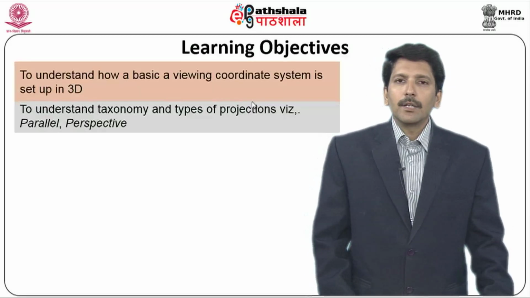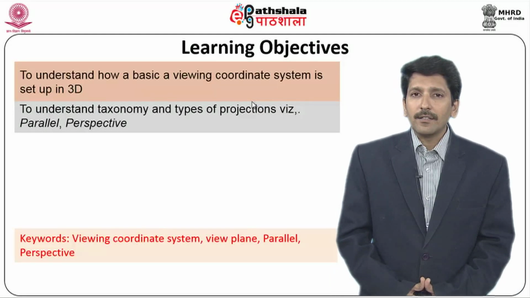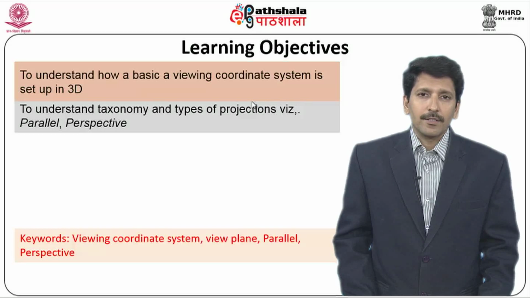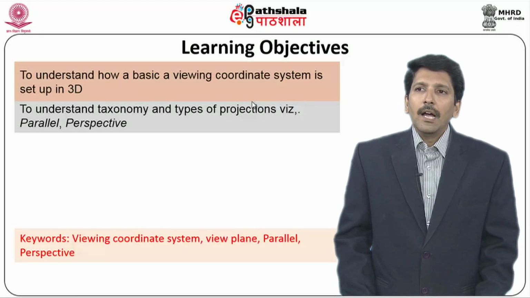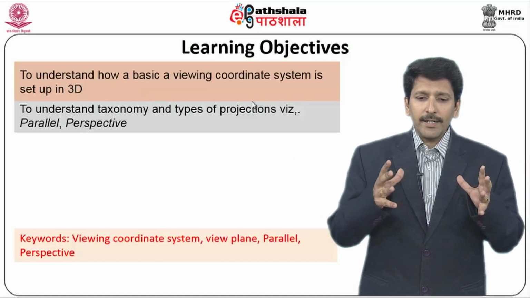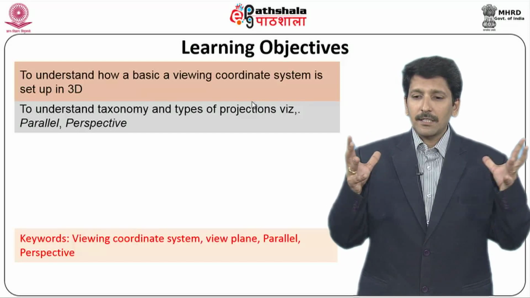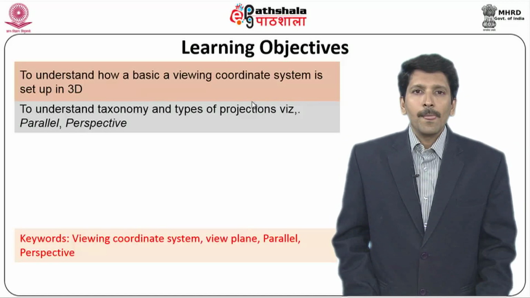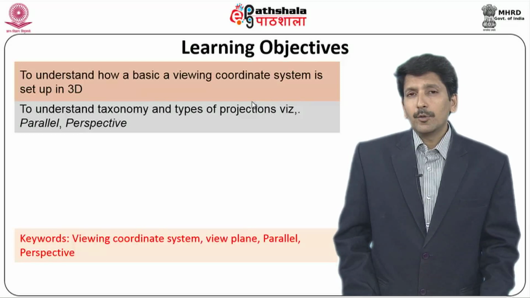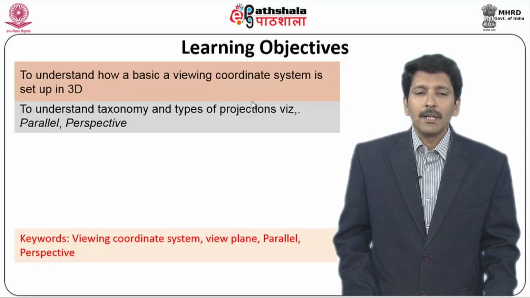The objective for today's session is how we set up a coordinate system in 3D, and that coordinate system is the viewing coordinate system. We call it that because in 3D all the three dimensions are there, and we need to identify a location, a position, an orientation, and the set of objects that are required to be captured. So 3D is much more complex than 2D, and before we get into how we capture 3D scenes, we need to understand how a 3D viewing coordinate system is set up.